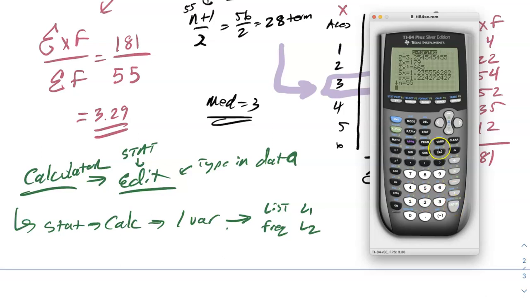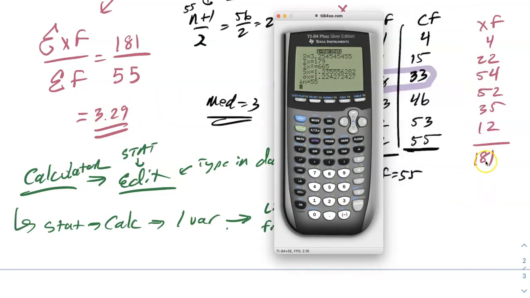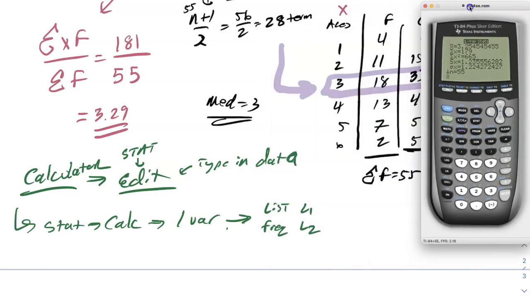Then you go to calculate, and it does all the math for you, and I get a mean of 3.25. So I might have messed up somewhere. I apparently did, because I get 179, not 181. One of these is wrong. Well, I'm embarrassed. I'm going to hide that right there. I have a total of 55 items. See, that's right. And we have our mean of 3.25. We have our median. If I scroll down, median is 3, just like we have.